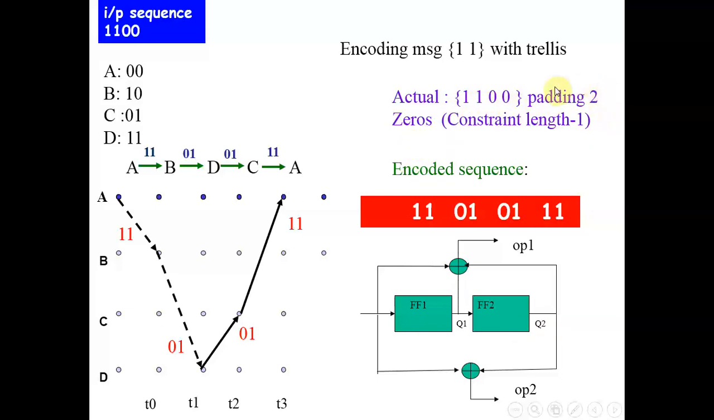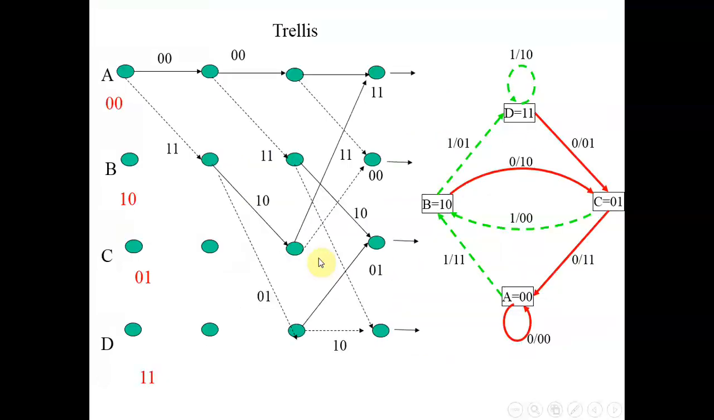You are padding 2 zeros. Again, why 2? 2 is constraint length minus 1. So the constraint length of this encoder is 3. So let's try to encode the message. This is my state diagram, and this is the trellis representation. What is the difference between the previous one and this one? The previous encoder had only 2 states. Now we have 4 states. I am representing state A as 0 0, B as 1 0, C as 0 1, and D as 1 1, just to have alignment with this particular state diagram.